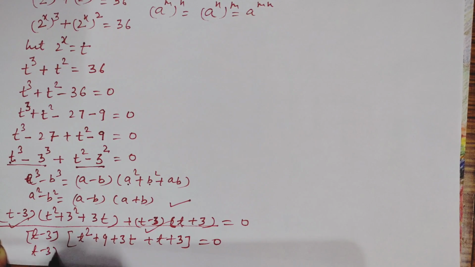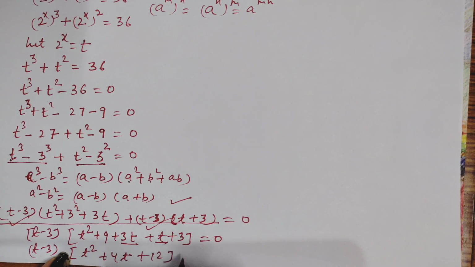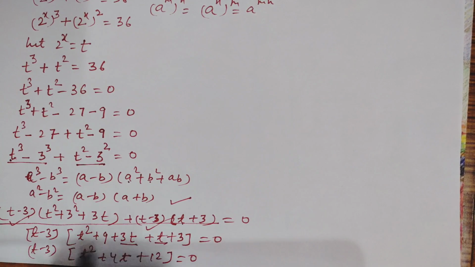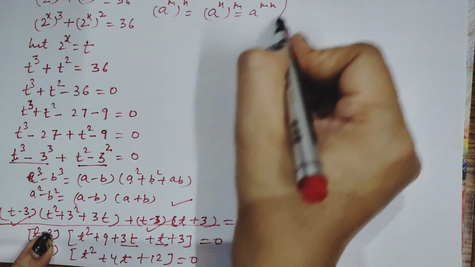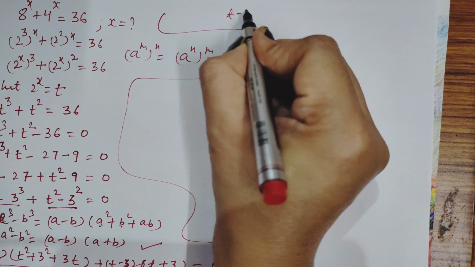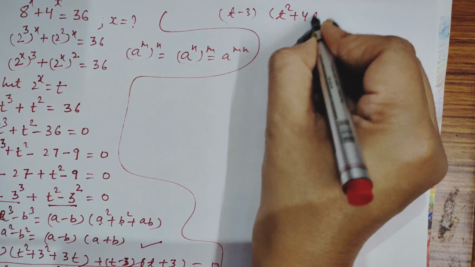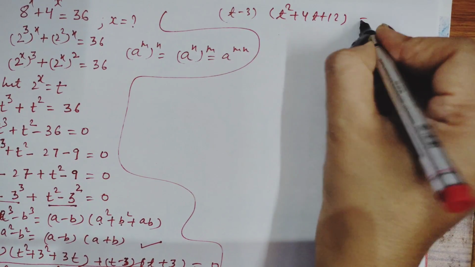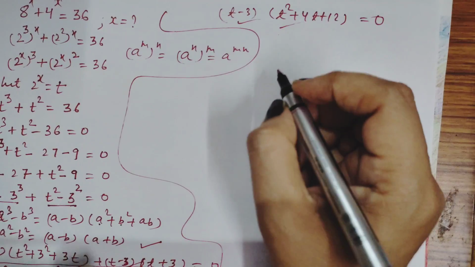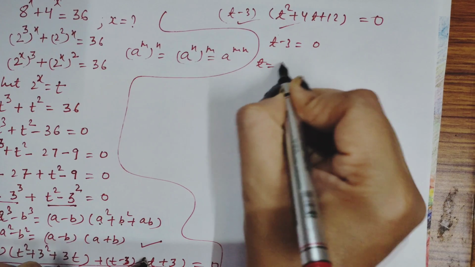Then t minus 3 is as it is, and it is t square, then 3t plus t, which is equal to 4t, and 9 plus 3 is 12, equal to 0. So these are the two factors here. One is the t minus 3 factor, and the other is the quadratic polynomial t square plus 4t plus 12 equal to 0. The first factor is t minus 3 equal to 0, so t equals 3.